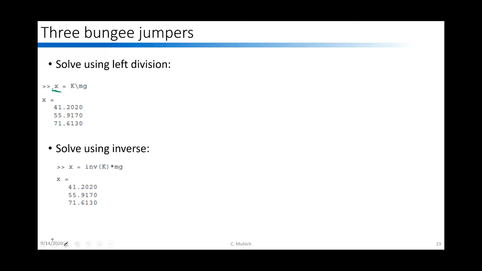We can solve this in the other method using our inverse matrix, where here we say x is equal to the inverse, parentheses, K times mg. And we'll see that we get the exact same result as we do using left division. But once again, using that inverse matrix multiplication is going to be significantly slower than left division.